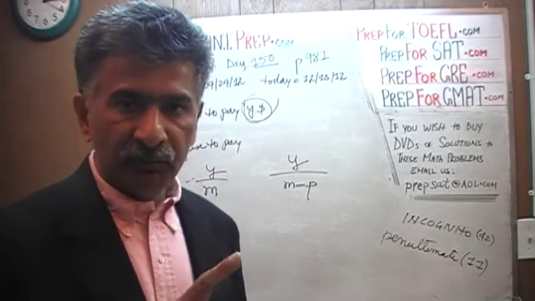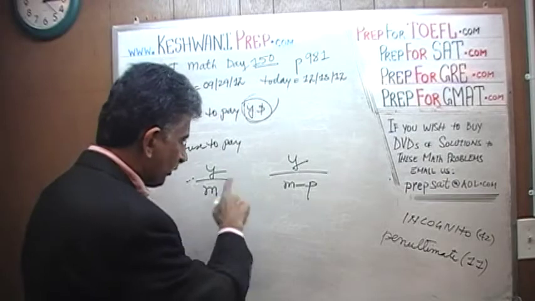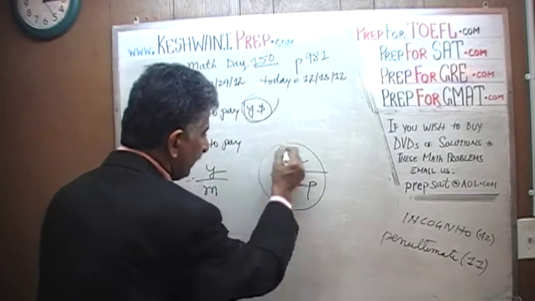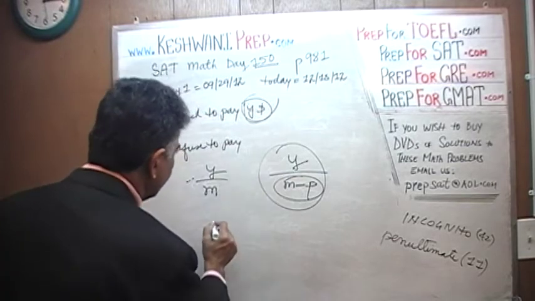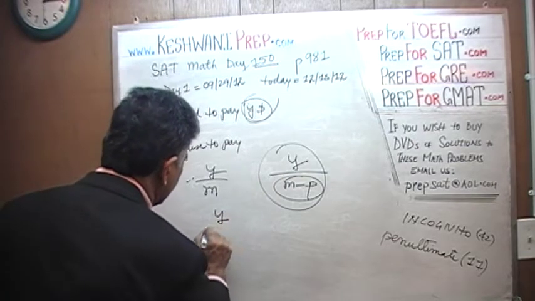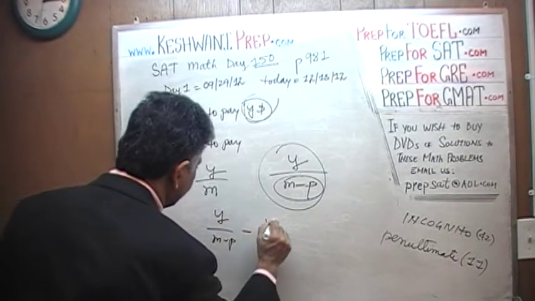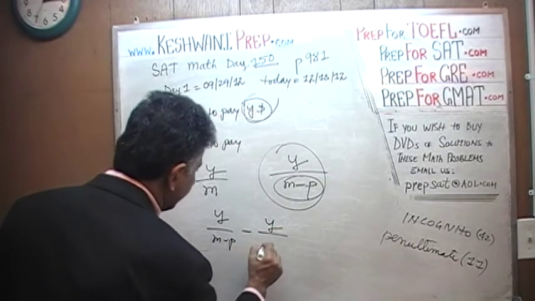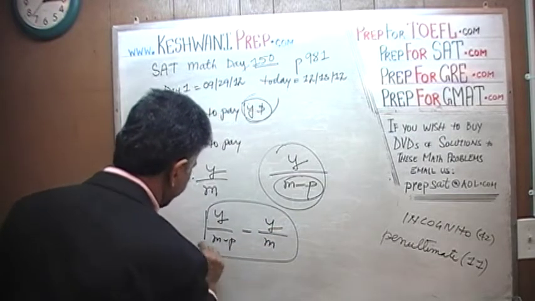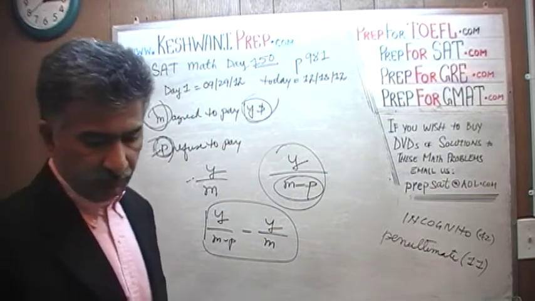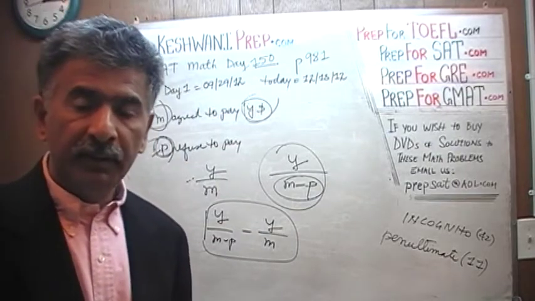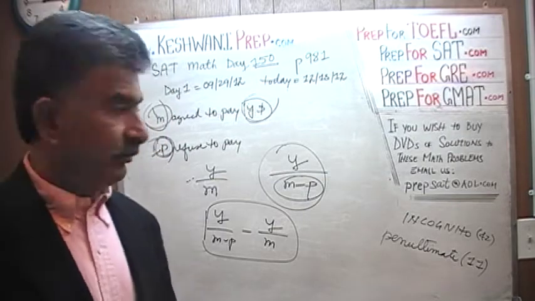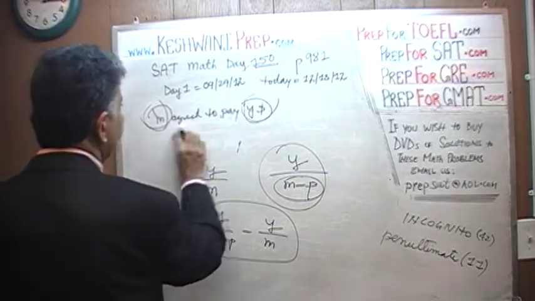The question is, they're asking us how much additional amount each worker will end up paying. In order for us to find that, we have to recognize which one is the larger quantity. This is the larger quantity because the denominator is smaller. So it's going to be this minus that. So it's going to be Y over M minus P minus Y over M. This is the answer. All we have to do now is simplify it until it takes the form that is the same as one of the answer choices. Let's do it.